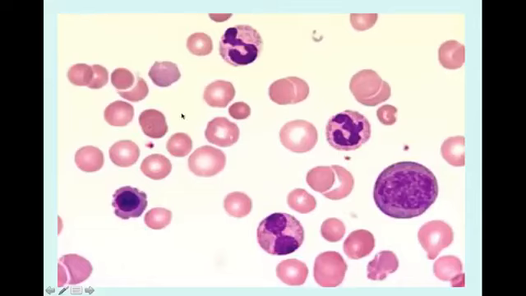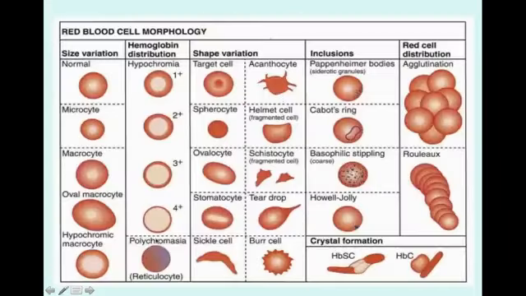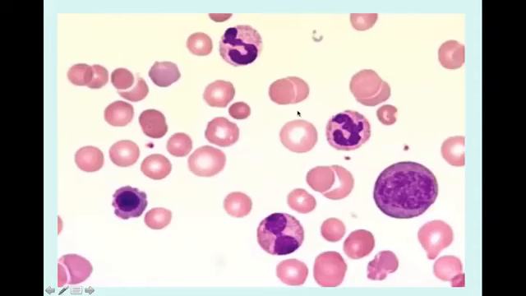What's that called? So when you don't see that central pallor area, we call that polychromasia. Here it is, right here, polychromasia. So that's something that you can see in the myelophthisic anemia in this leukoerythroblastic picture.